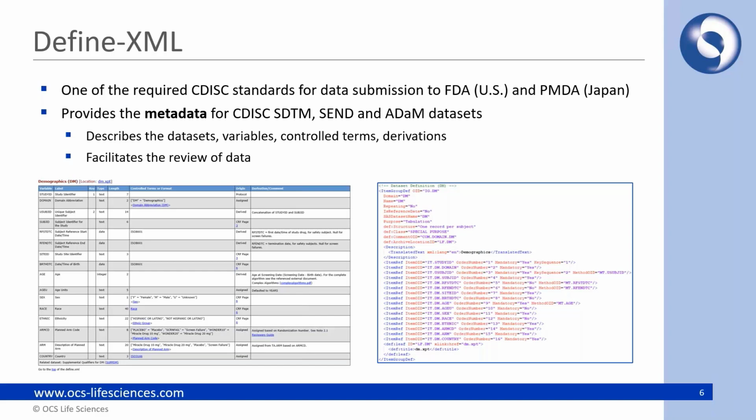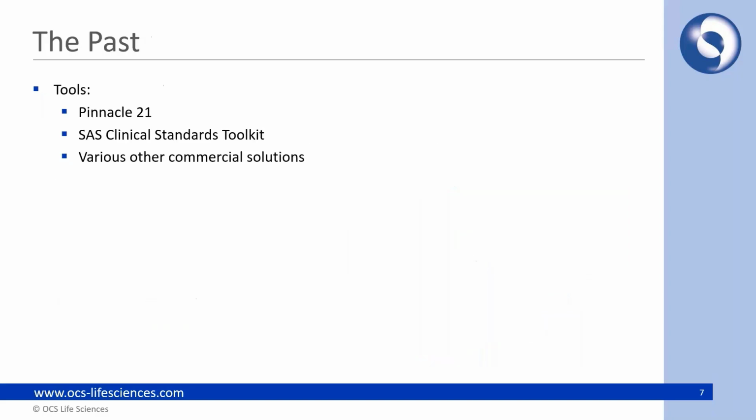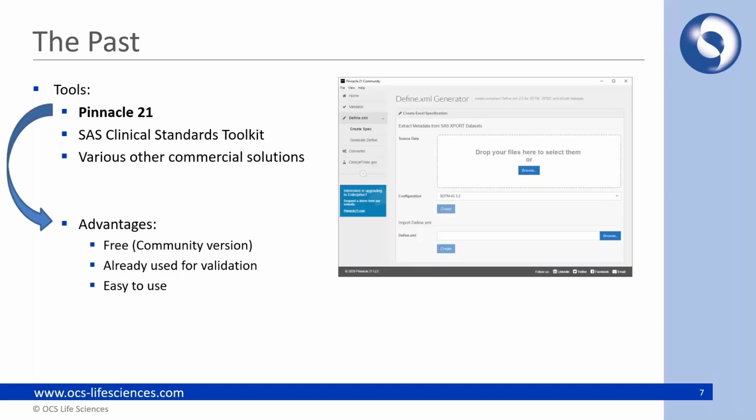So when we started creating Define-XMLs, we went looking for tools that could help us do this. We found several, but the one that we opted for was the Pinnacle 21 Community version. And that's because it is a free tool that we were already using and still use for validation of our submissions. And it's pretty straightforward, very easy to use, and so it seemed like the logical tool for our job.